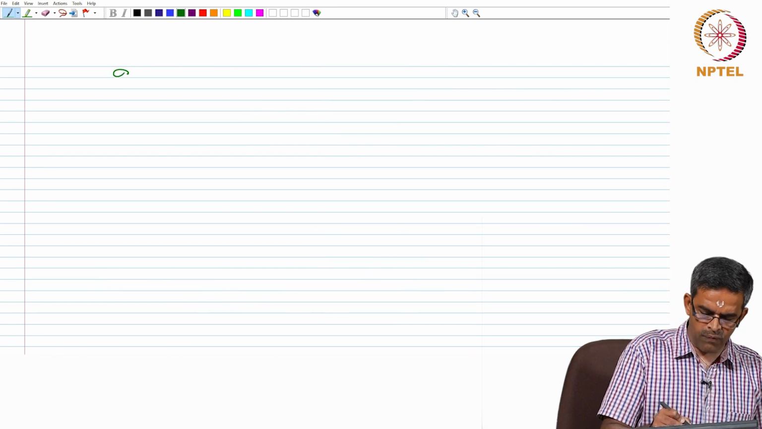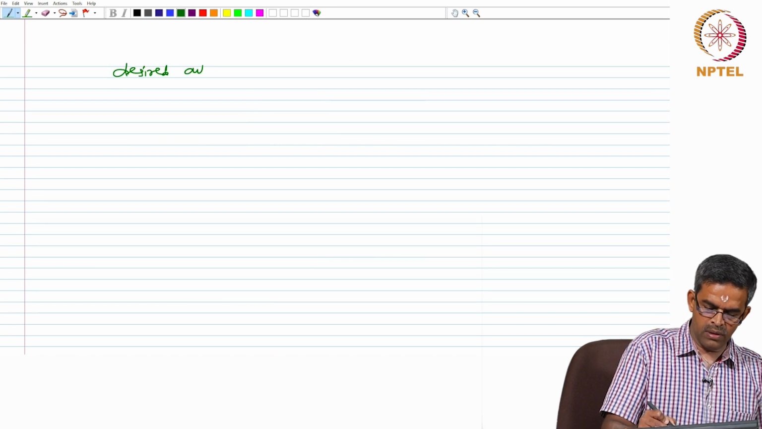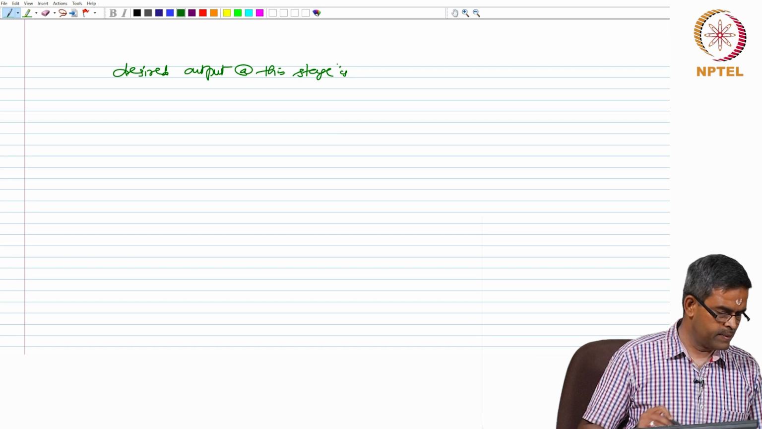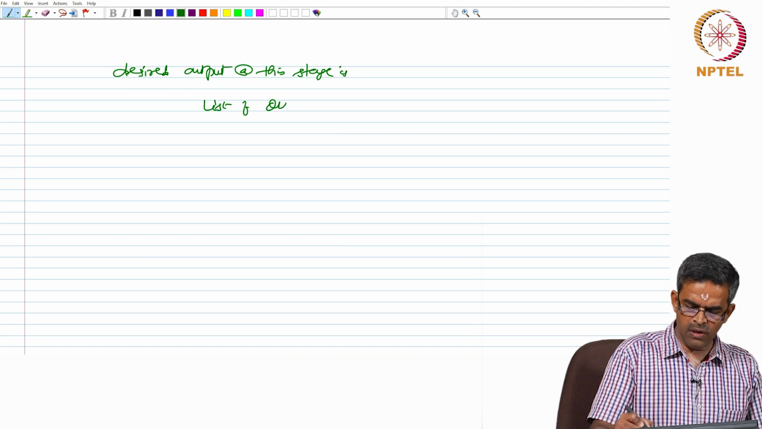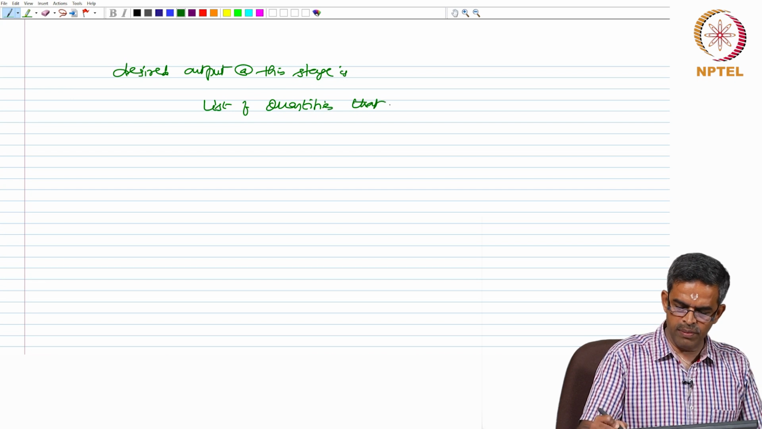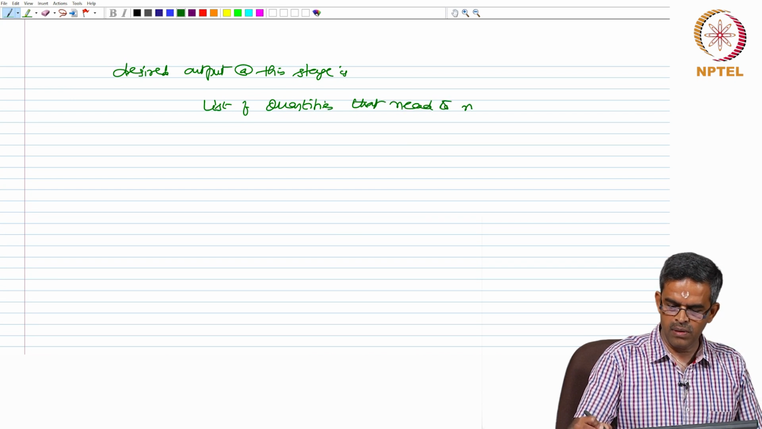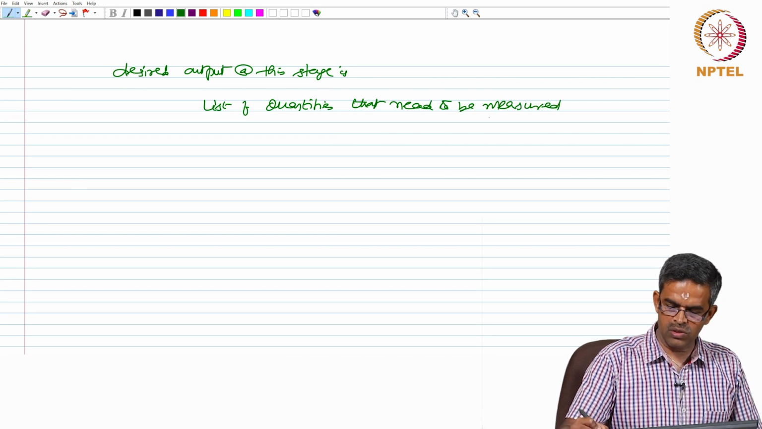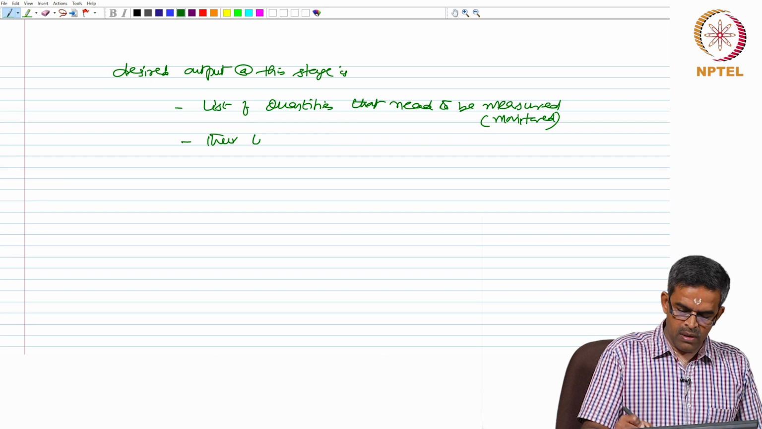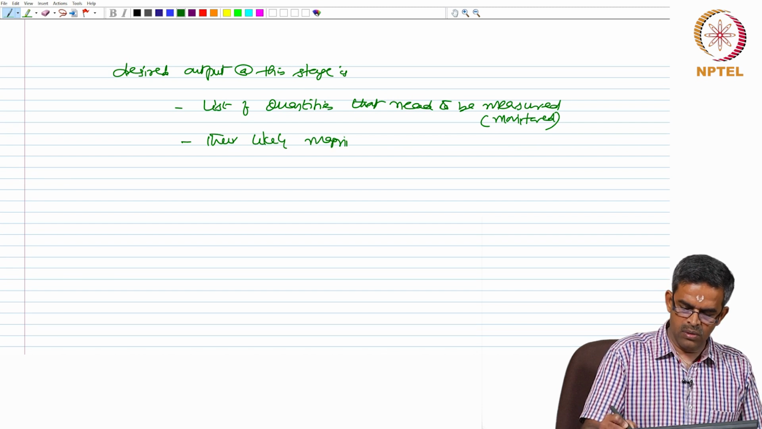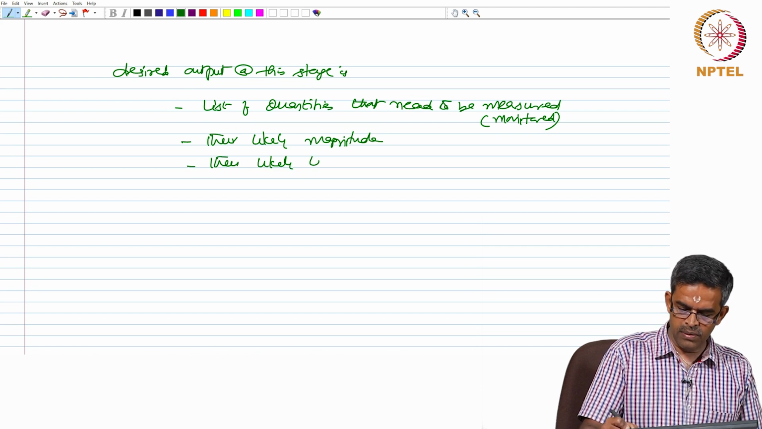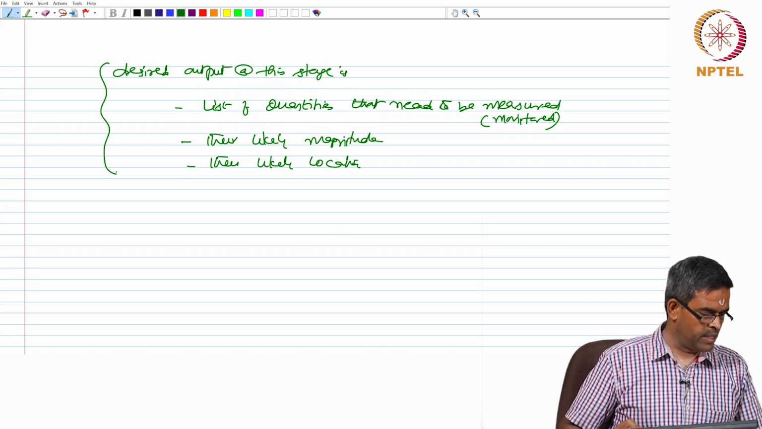So, the desired output at this stage is a list of quantities that need to be measured, in fact, I should say to be monitored, the likely magnitude and their likely location, all should be known at this stage.